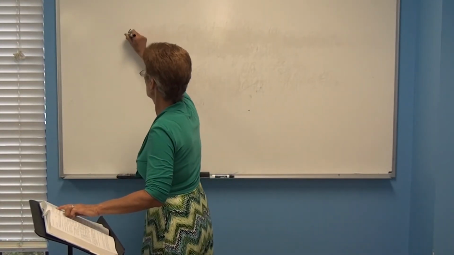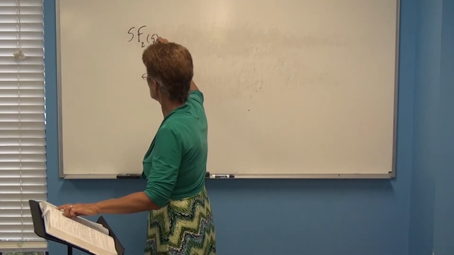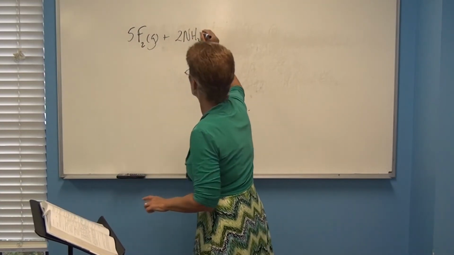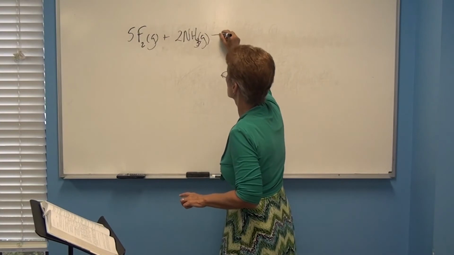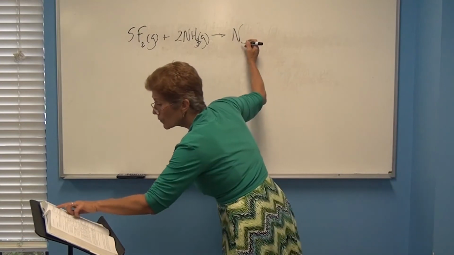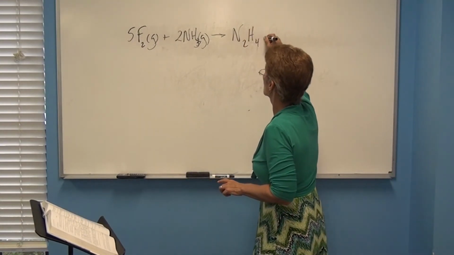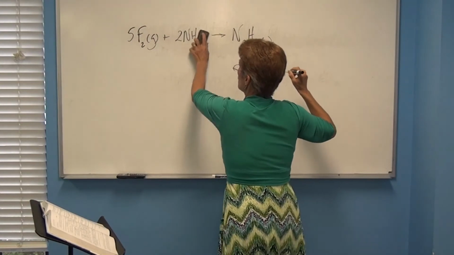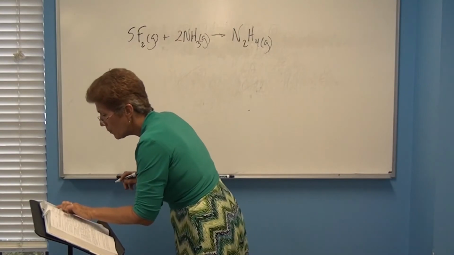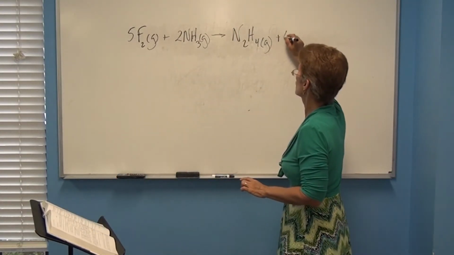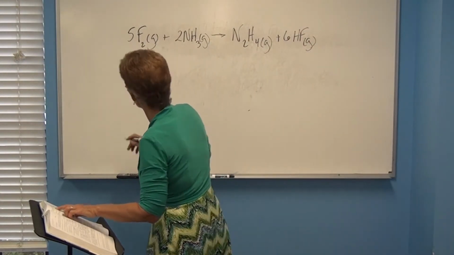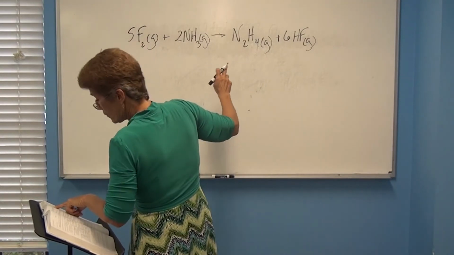So we have this equation. That's a 3. Yields. That's going to bother me, so I'm going to fix it. There we go. Plus 6HF. First, I want to make sure that I have it all written correctly, and it's very important.